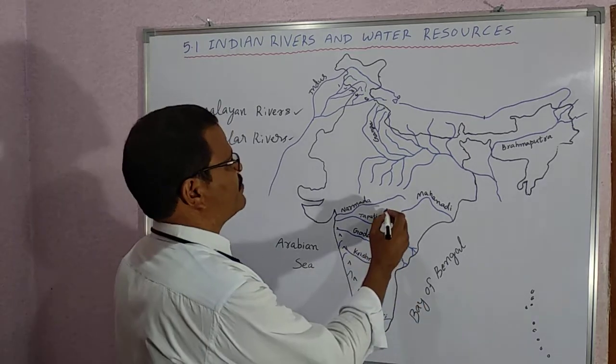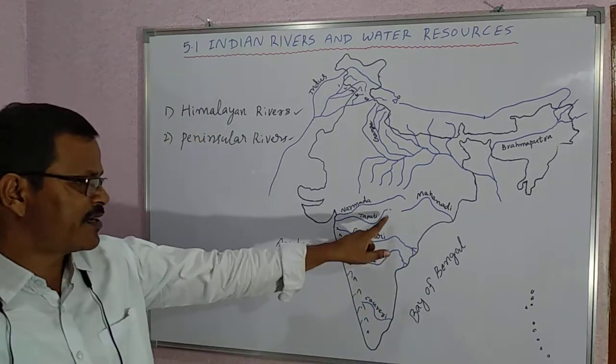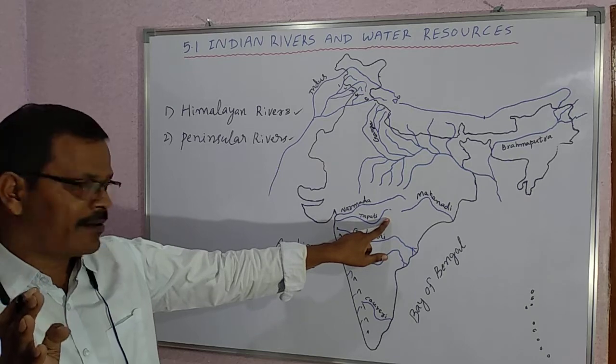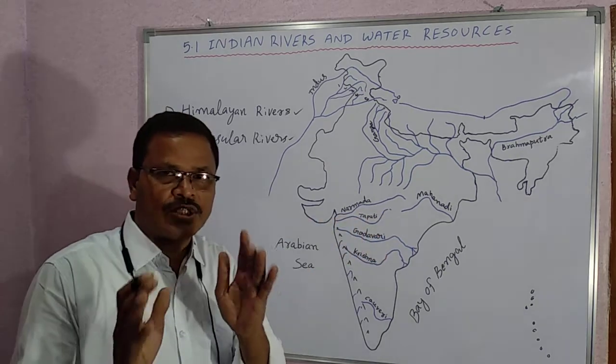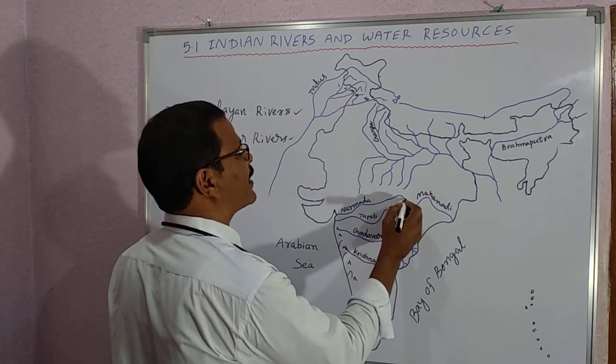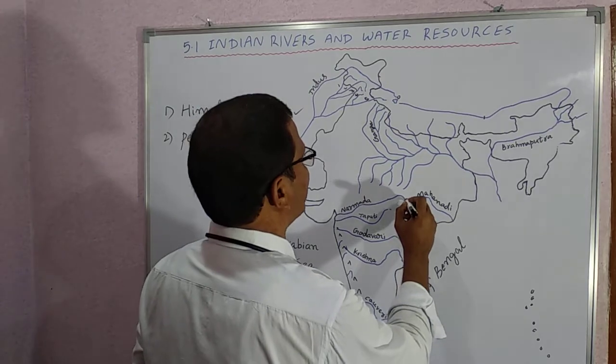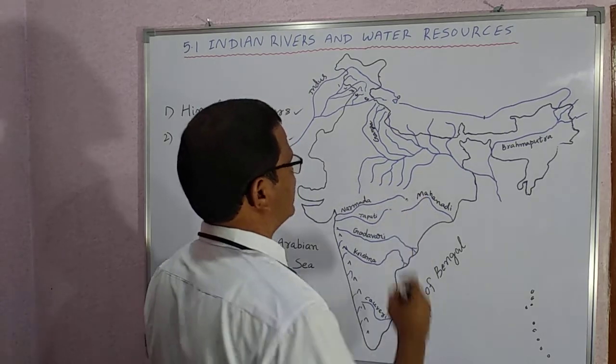What is its origin? Its origin is Multai. The origin of Tapati is Multai. The Tapati joins the Arabian Sea. The origin of Narmada is Amarkantak.